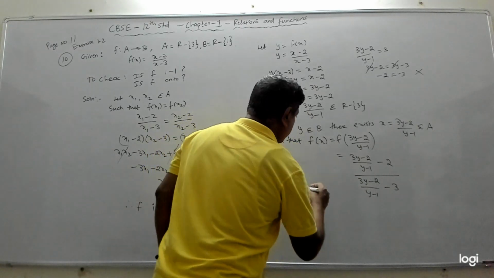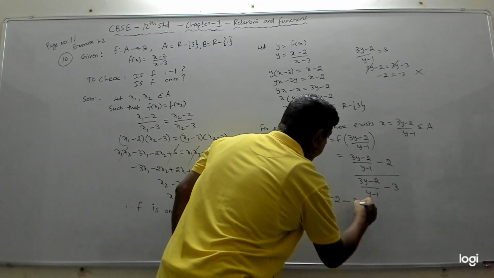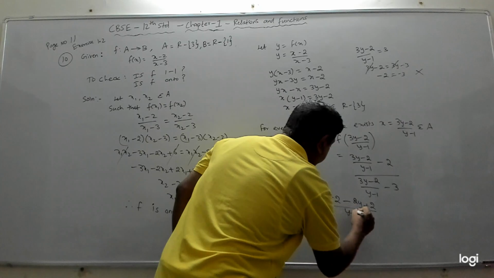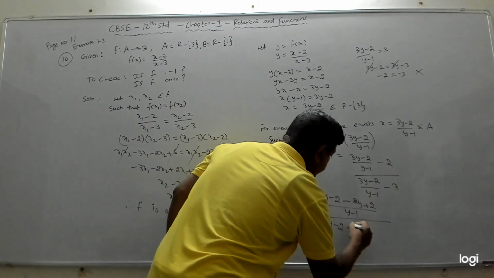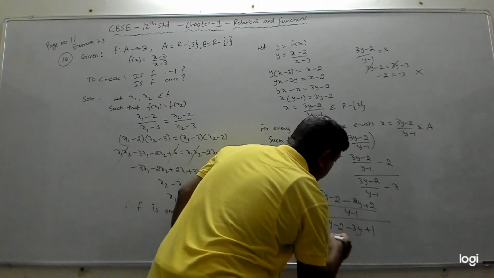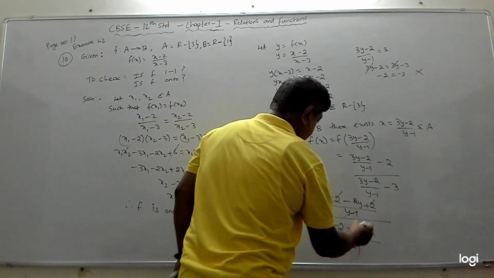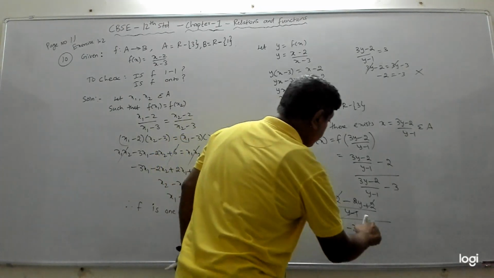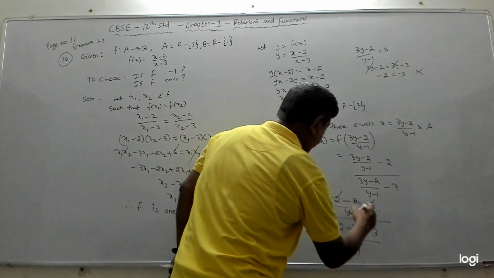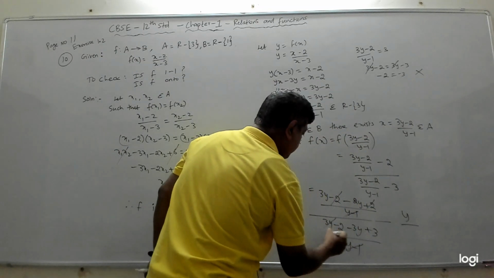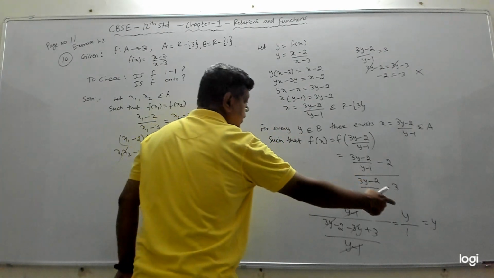Now, if you simplify this, what do we get? In the numerator, you get 3y minus 2 minus 2y plus 2, by y minus 1. Divided by 3y minus 2 minus 3y plus 3, by y minus 1. These two will get cancelled. The 2 gets cancelled. 3y minus 2y is y. In the denominator, 3y gets cancelled, and minus 2 plus 3 is 1. You get y. So we have proved f of x is equal to y.